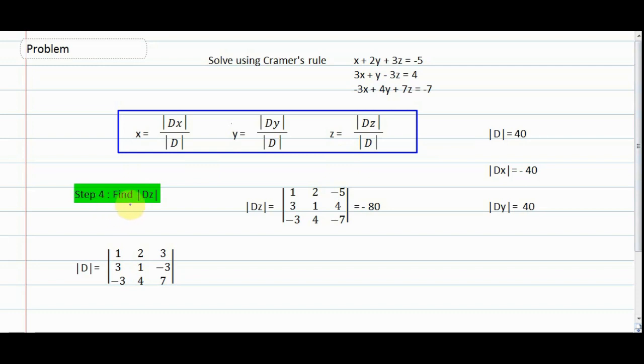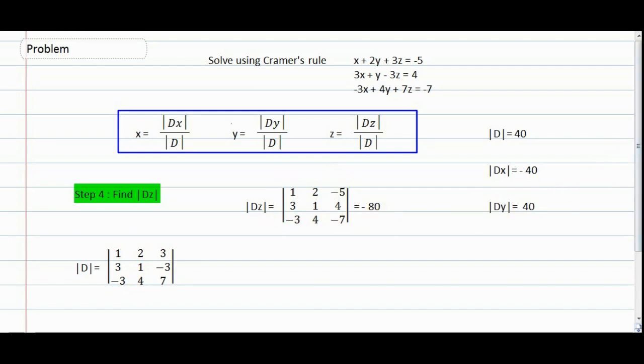Step number 4 is to calculate determinant of DZ. DZ is a matrix obtained by replacing the third column of D with minus 5, 4 and minus 7. So here you can see that the third column of matrix DZ has elements minus 5, 4 and minus 7. The other two columns remain the same as those of matrix D. Now when we calculate determinant of DZ, we will get it as minus 80.